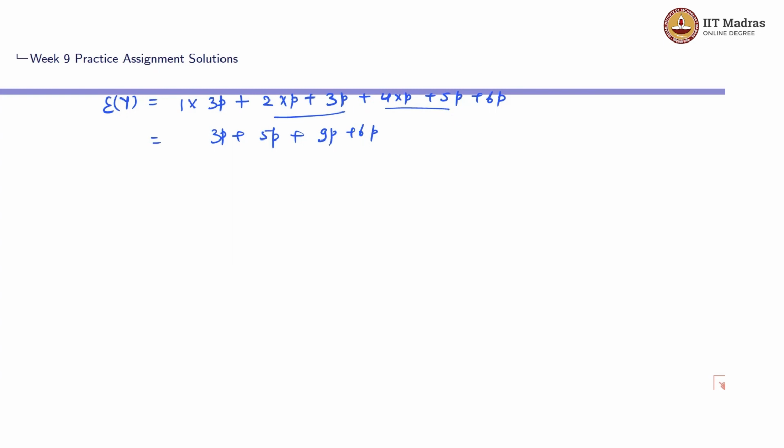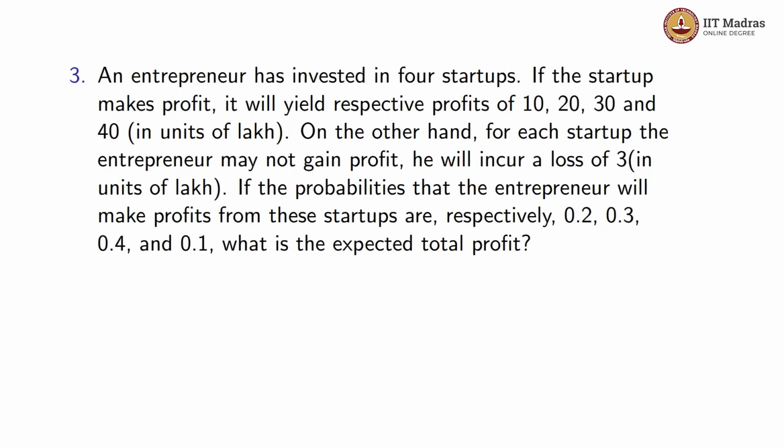So this is again 9, 6, 15, 20, 23 is equal to 23p. And we have the value of p as 1 by 8. So 23 by 8. This is our expected value of the random variable y. Moving further to the next question.